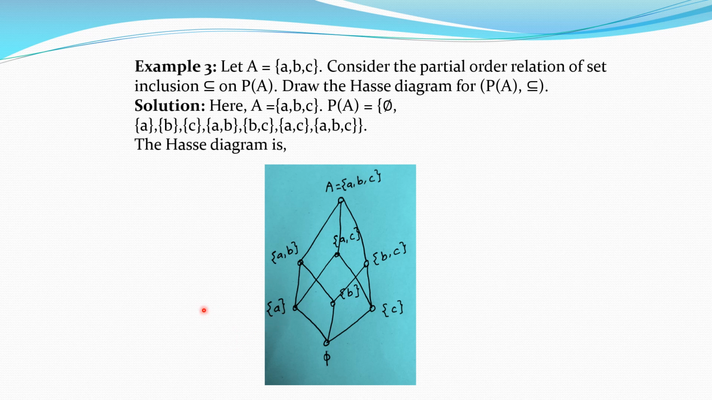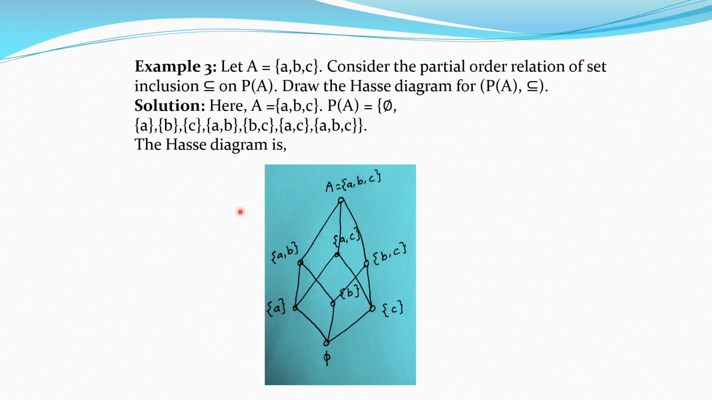Now see singleton a. Singleton a is a subset of {a,b} and {a,b,c}, but there exists {a,b} such that singleton a is a subset of {a,b}, which is a subset of {a,b,c}. So singleton a is related to {a,b,c} by transitivity, and we can show them through {a,b}. But a is related to {a,b} directly. So above a we show {a,b} and draw the line segment. Similarly, singleton b is a subset of {a,b}, which we show directly. In the same way, singleton b is a subset of {b,c}, which we show directly, and the same way for c.